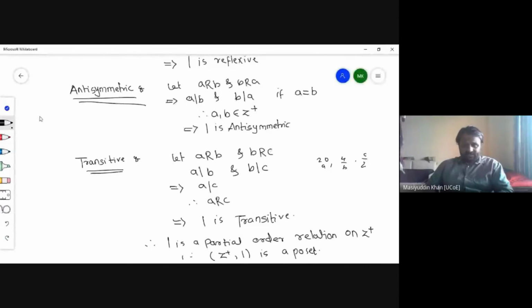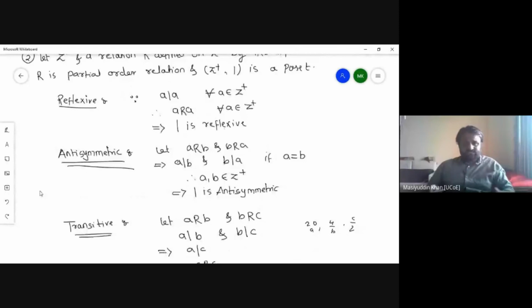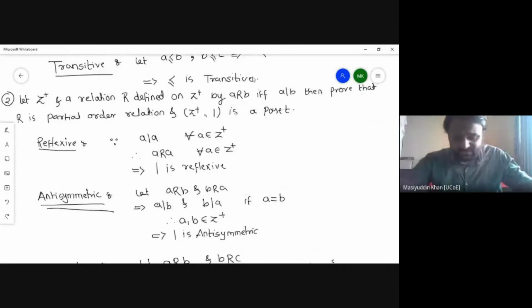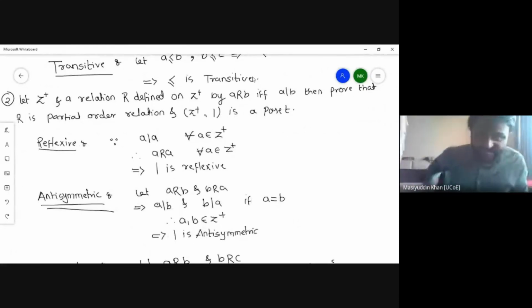See, it is a very simple numerical. Just try to understand, one more time I'm going to explain. The given thing is that a relation is defined on Z plus. Z plus means, again and again I'm repeating, when I say Z plus it means positive integers.